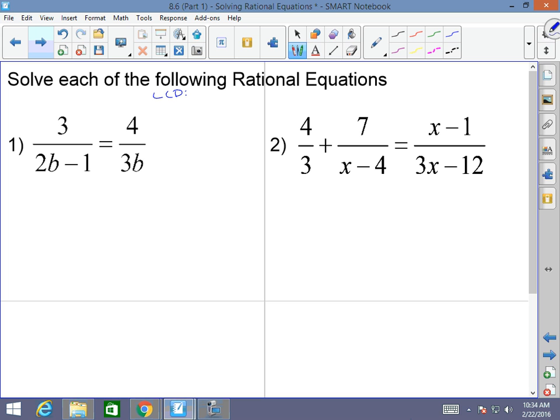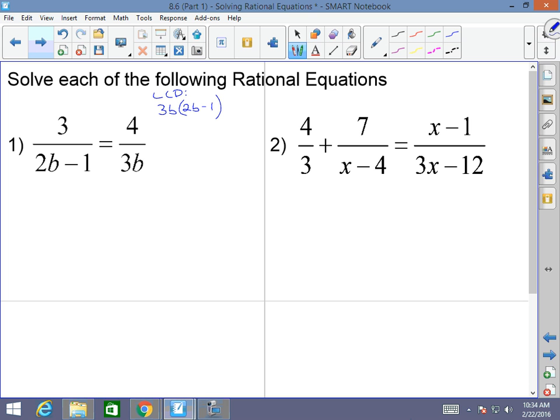Okay, for those of you who actually multiplied it together, please go back in time, go to your notes, and learn how to find the LCD. Thank you, sir. That's exactly correct. It's 3b times (2b minus 1). That's the LCD. I'm pretty sure we've gone over that, but just in case, you may want to go back in time and do that on your own again, guys.